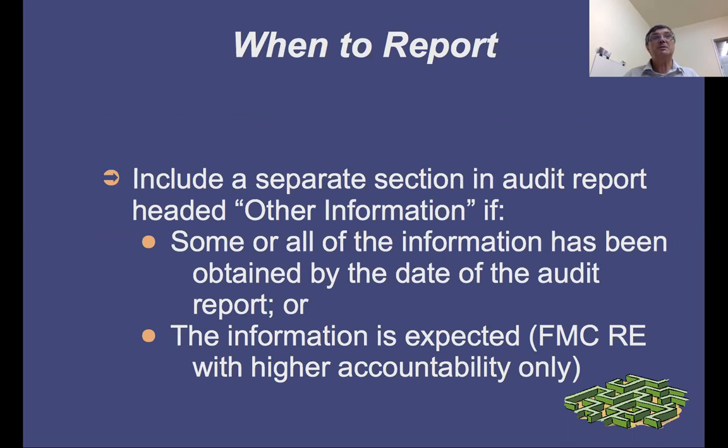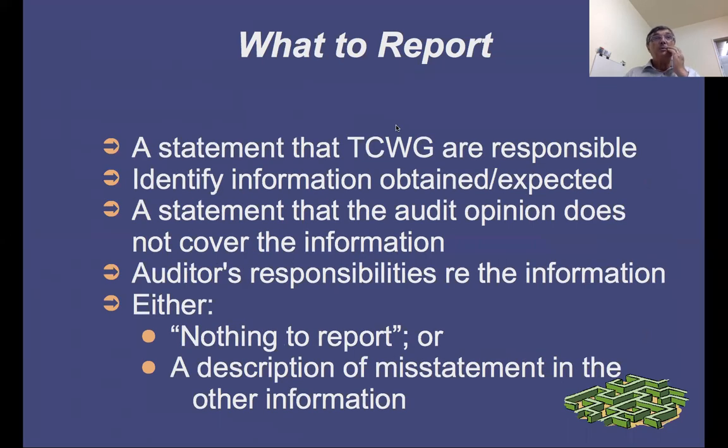What do we do about the other information? Actually, nothing. But if the client is an FMC reporting entity with higher accountability, then we still need an other information section in the report if the information is expected, which it almost certainly will be. And what do we report? Well, we report that those charged with governance are responsible for the accompanying information. We probably should identify it first, but we identify this is accompanying information. It's the chairman's report. It's the obituary of Fred Bloggs, whatever it might be.